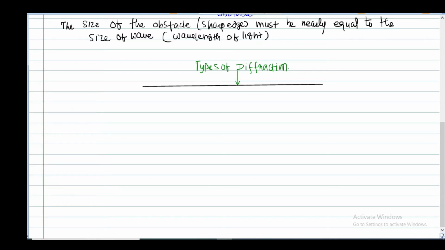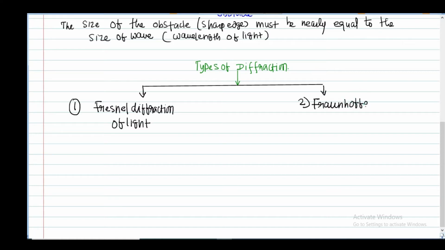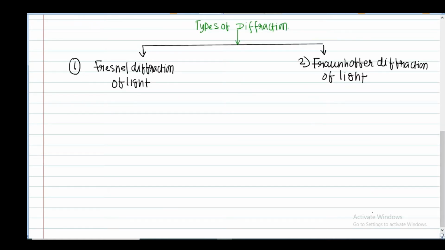So the first is Fresnel diffraction of light, and the second is Fraunhofer diffraction of light. Let's study these two types of diffraction of light one by one. We will differentiate between Fresnel diffraction and Fraunhofer diffraction. Basically, these types of diffraction you will study in detail in higher classes, but here in 12th class we will just get the basic difference between these two types of diffraction of light.